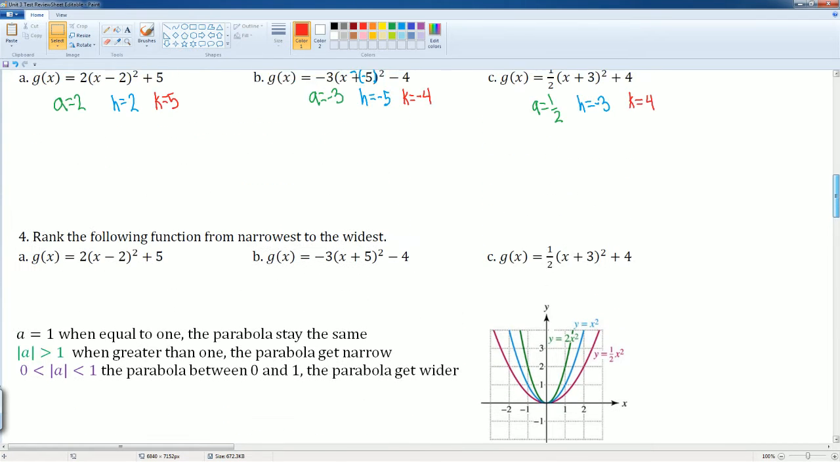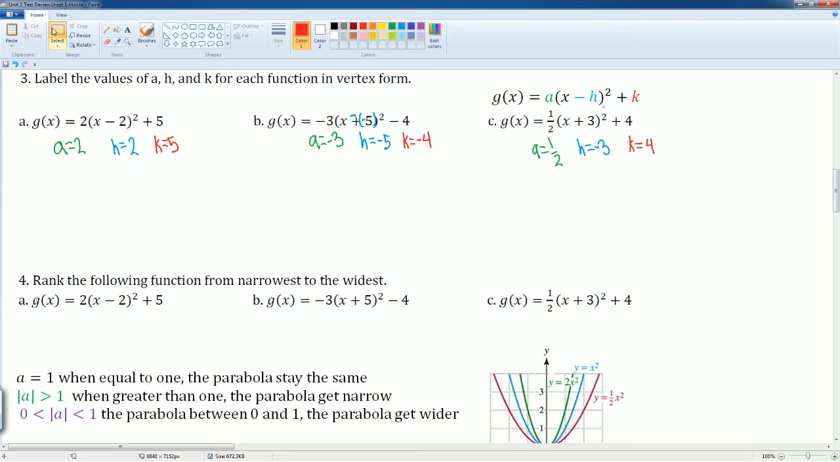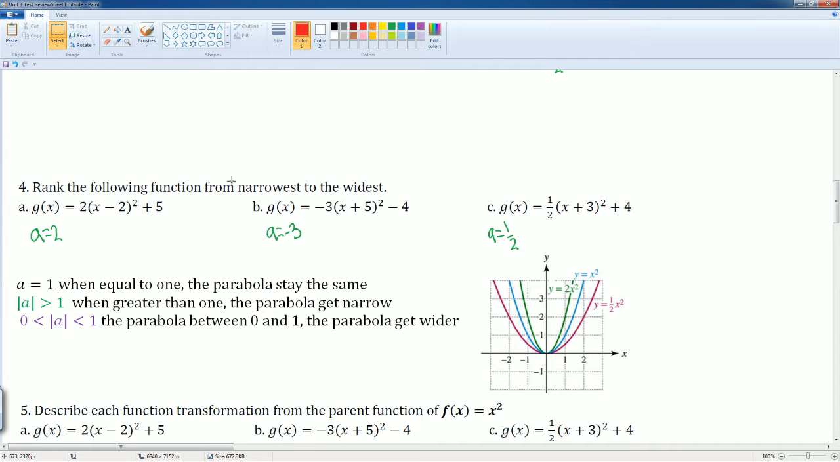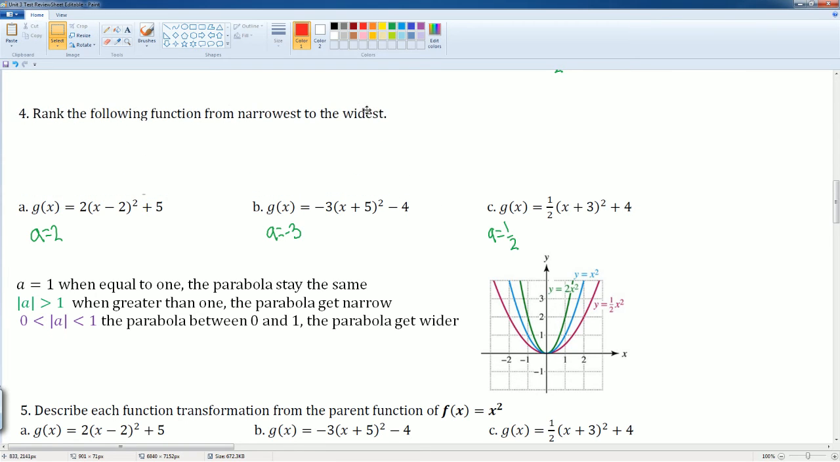To do that, we can just go back and grab our a values from before. That's the reason why we label the a values. And we're only going to look at the absolute value. So if we are looking from the narrowest to widest, we can now rank them.